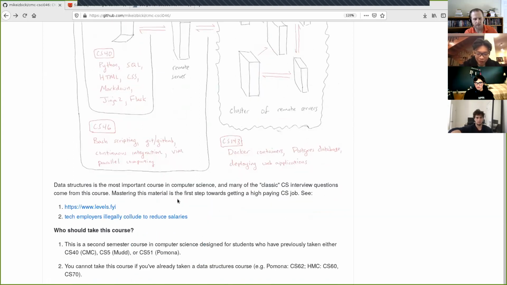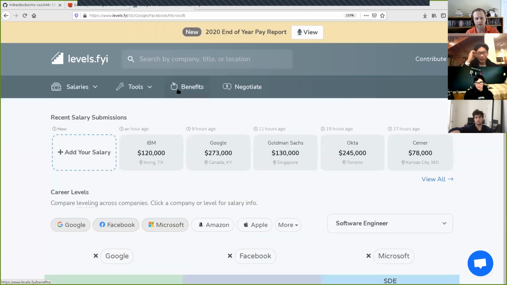So this data structures course, it's one of the foundational courses of computer science. Most people would say it's the most important course in a computer science curriculum. And one of the reasons for that, there are many, but one of them is that when you go out and do interviews at companies like Google or Microsoft or Facebook, the sort of questions that they ask you to test your computer science knowledge largely come from this data structures course. And so if you do well in this course, you will be able to get great jobs at those companies. And those jobs pay a lot of money.